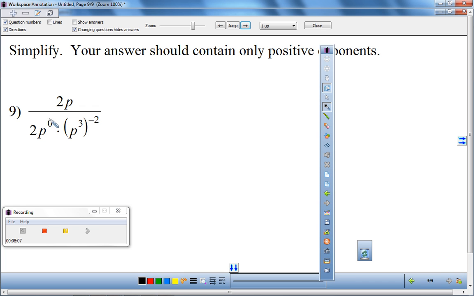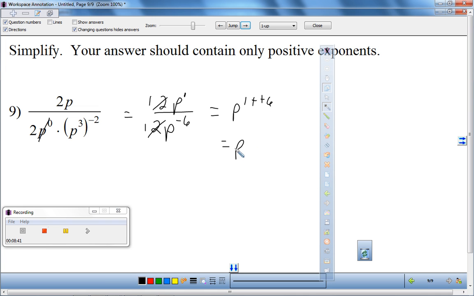Alright, here, p to the 0 power is 1. That's the only thing that becomes 1 that doesn't affect the 2. Okay, and so we're going to end up with 2p, 2. I'm going to go ahead and multiply the 3 times negative 2, so I get p to the negative 6. Okay, and so we end up with now 2 and 2, that'll reduce to 1. So that reduces to 1. Okay, now we have p to the 1st, okay, minus negative 6. So it's going to be end up being plus. So end up with p to the 7th.